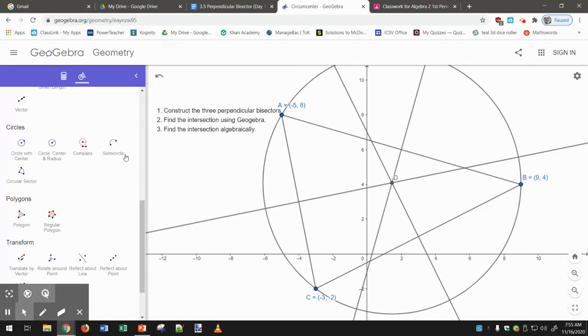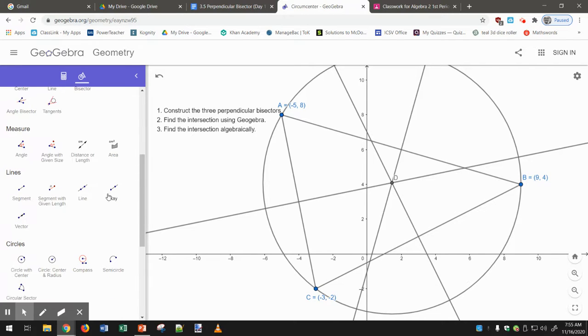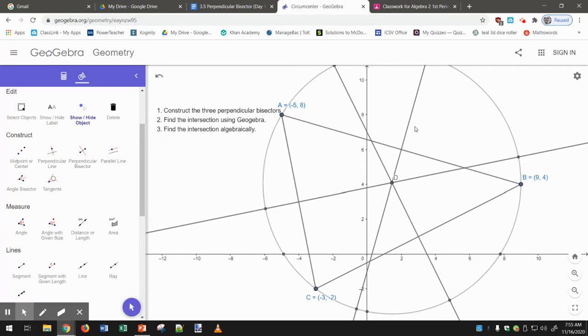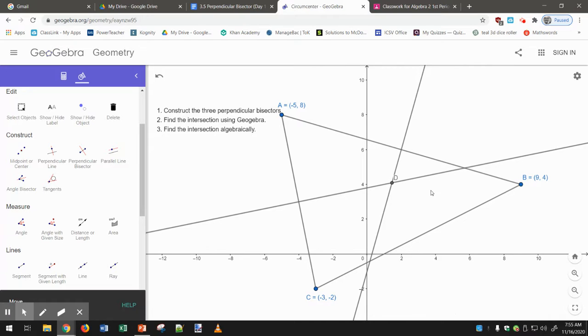So I'm going to get rid of this circle, and we only need two of these perpendicular bisectors, so I'm going to get rid of one of them. So this is really all we need to find this intersection point.